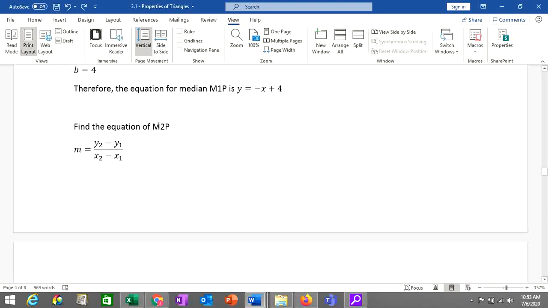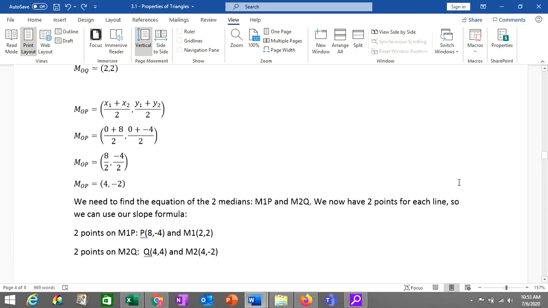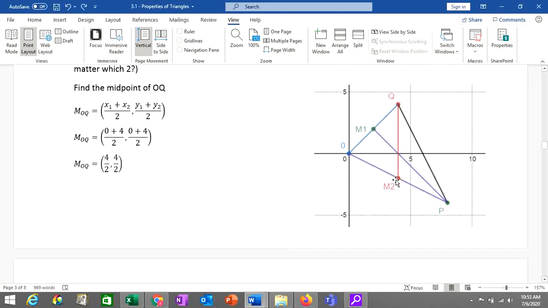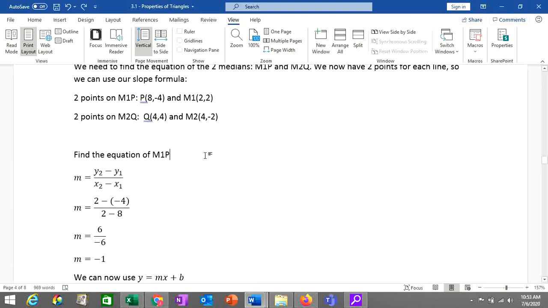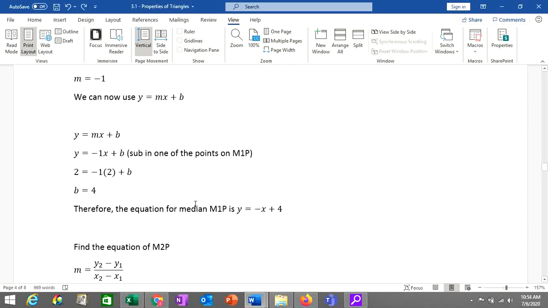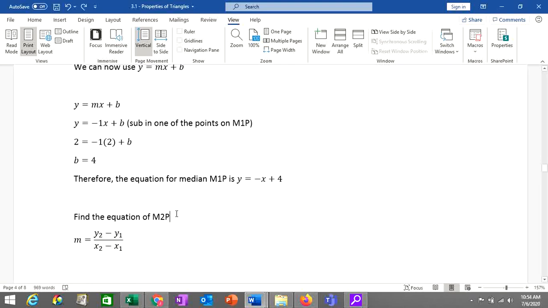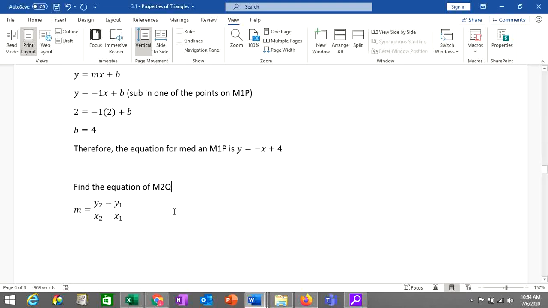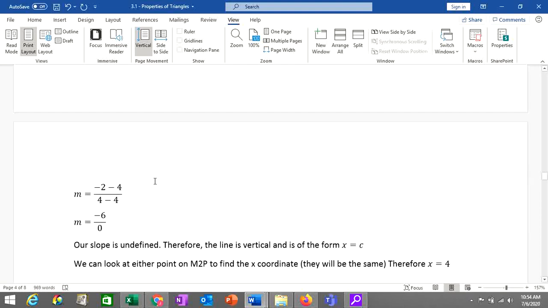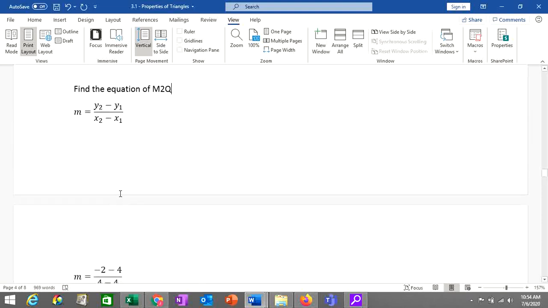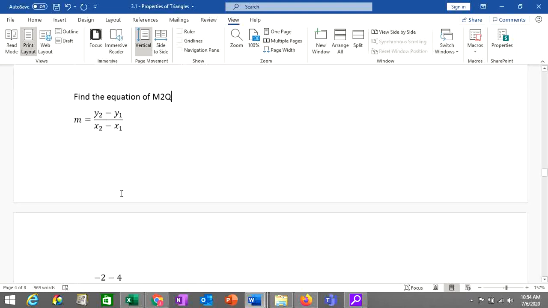So find the equation of M2P, sorry, not M2P, M2Q. Okay, so y2 minus y1 over x2 minus x1. We're going to plug in our points Q and our points from M2. I got that right? Yeah.